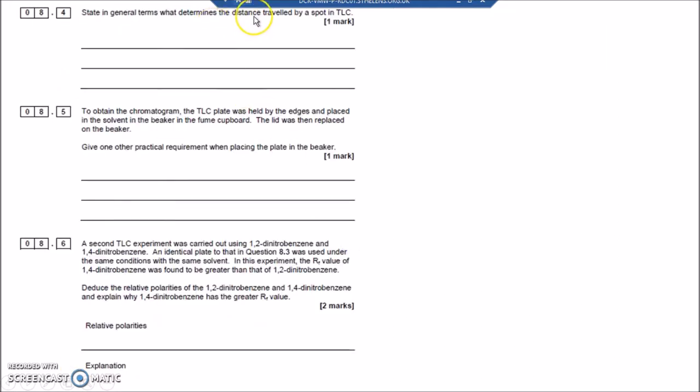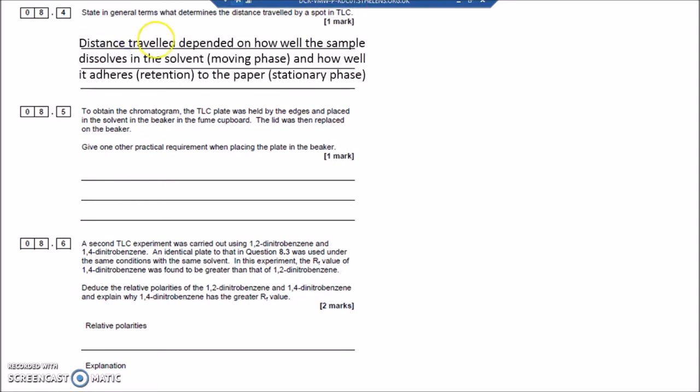State in general terms what determines the distance travelled by a spot in a thin layer chromatogram. So what is it in general terms? Well, it depends on two factors really. It depends on how well the sample dissolves in the solvent, the moving phase, as the solvent rises up the plate, and how well it adheres, a process called retention, how well it is retained by the paper, how well it sticks to the paper. The paper's not moving, so that's called the stationary phase.